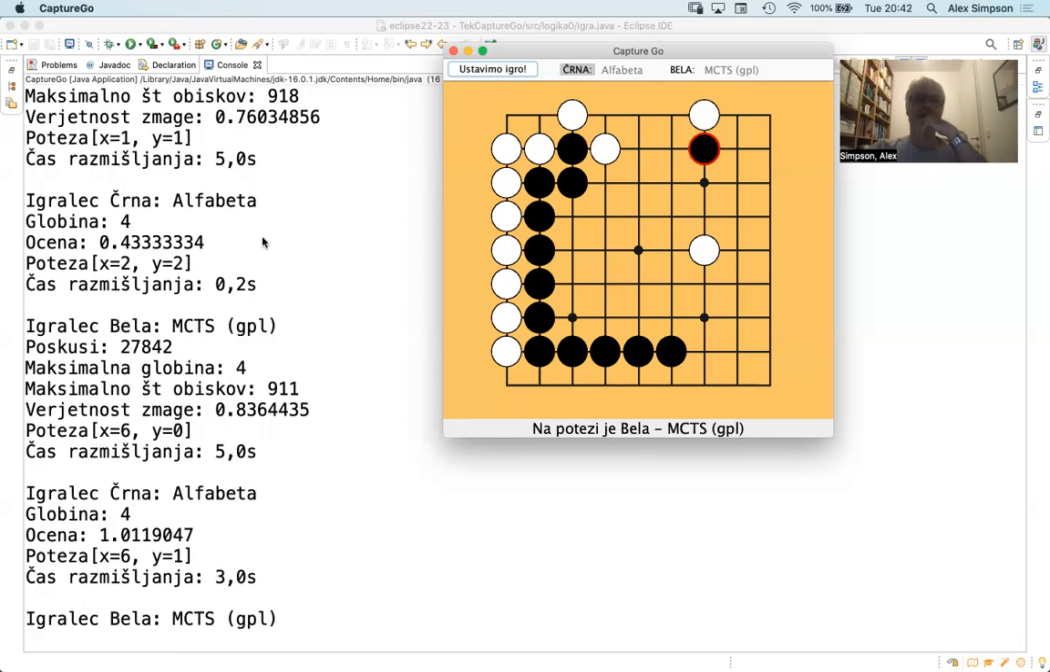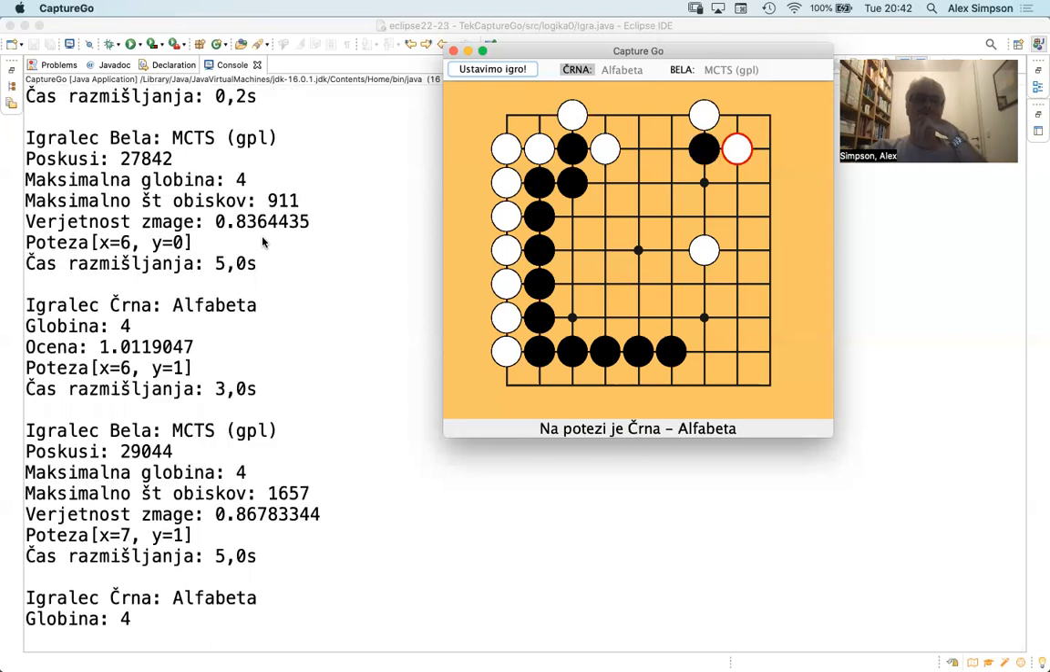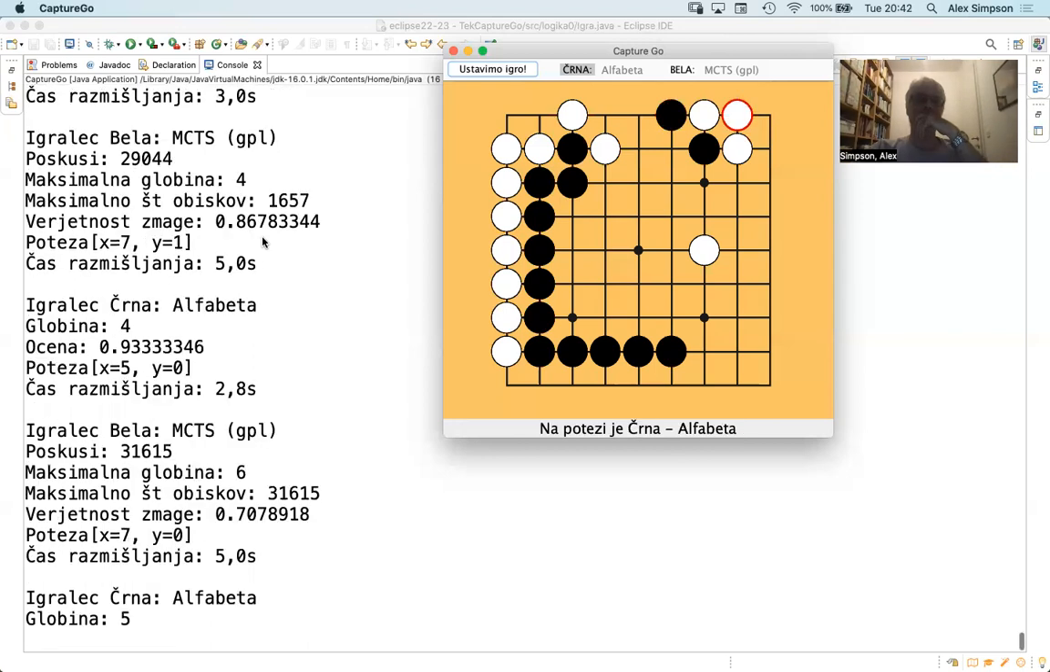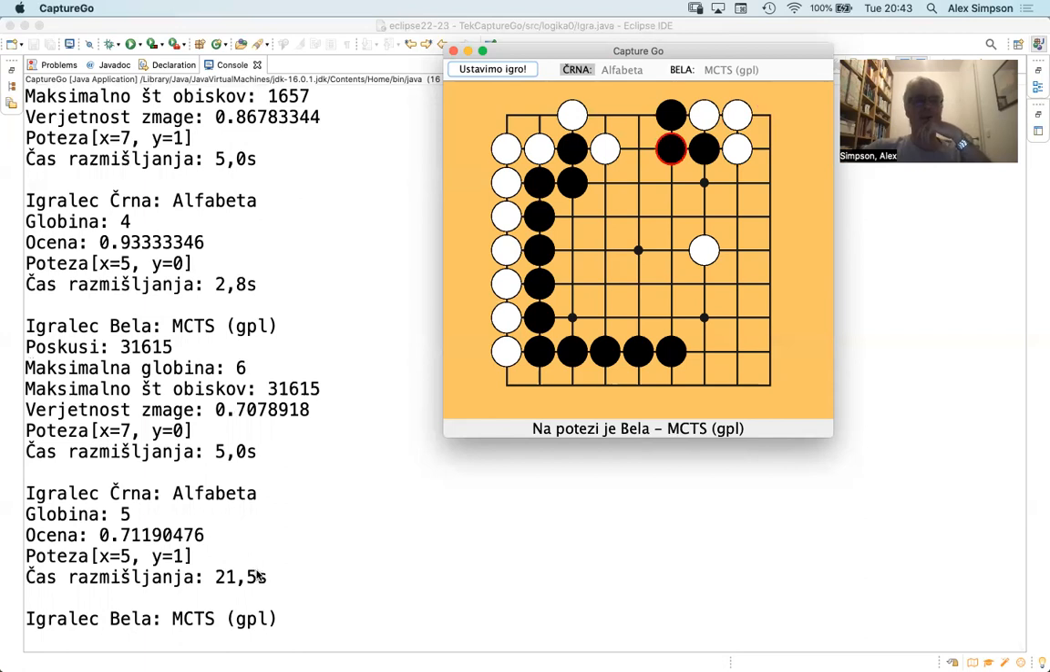Let's see. And now black's threatening in that corner. Oh, that looked like a bad move by Monte Carlo Tree Search. I think black can capture Monte Carlo Tree Search in that corner. Black's taking a long time to think now. It's just gone up to a depth of 5, and it's taking a longer time than it normally does. So it took 21 seconds.